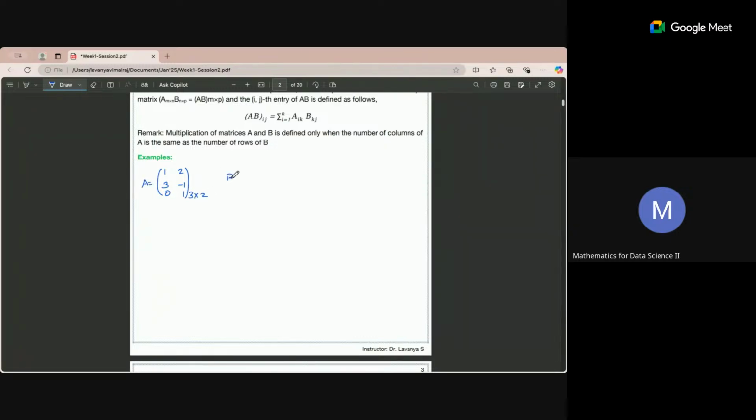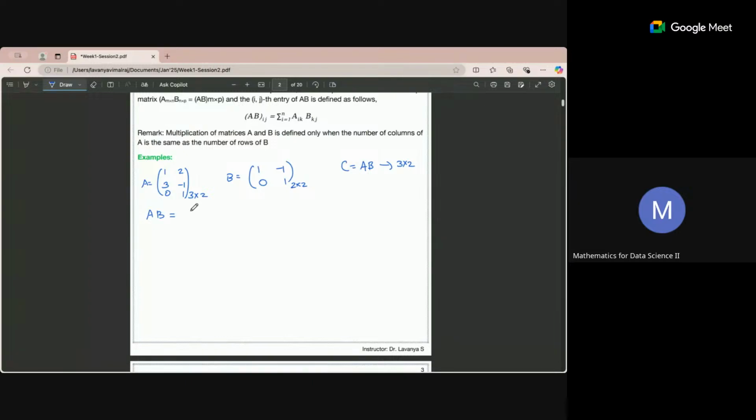Now, if I have a matrix like this, what is the size of the matrix? 2 cross 2. So is this matrix multiplication possible? Yes, ma'am. What will be the size of, let us call it, matrix AB, A into B? 3 cross 2. Right? So let us do A into B.